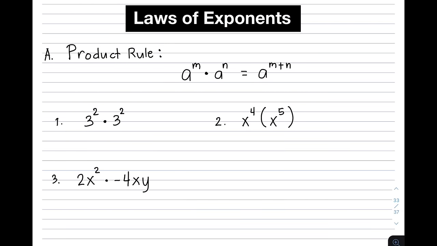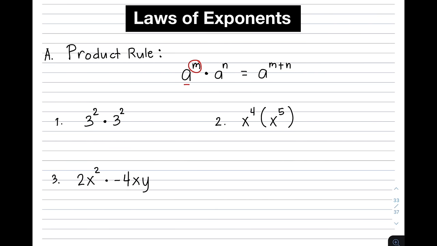We have here the first law, which is yung tinatawag nating product rule. So what is meant by the product rule? This one is the illustration of the product rule. So as you can see, we have here a raised to m, a raised to n. Explain ko lang to. Yung a natin, this is your base, at this is the exponent of a, and another base is a, at yung exponent naman ng second letter a natin is n.